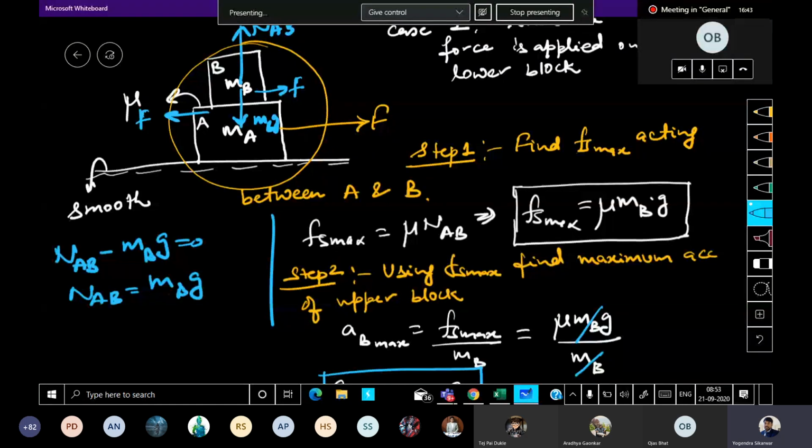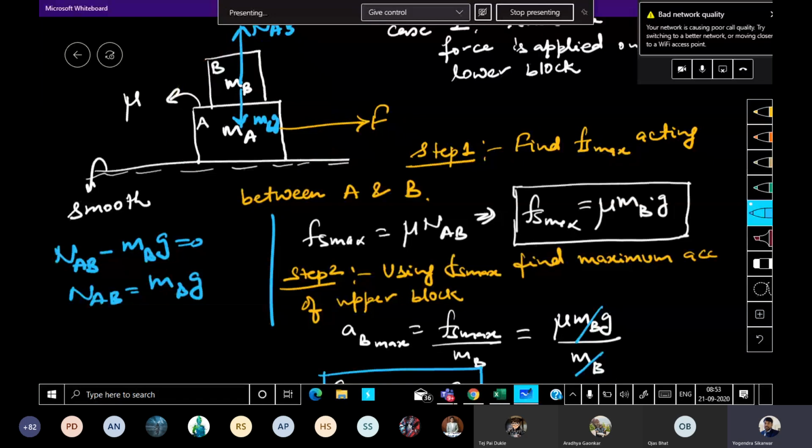So friction for the two block system is an internal force. It is not external. And internal forces cannot cause net acceleration. Keep this thing in mind. So what we are doing, we are trying to find how much will be the common acceleration if the two blocks are moving together.